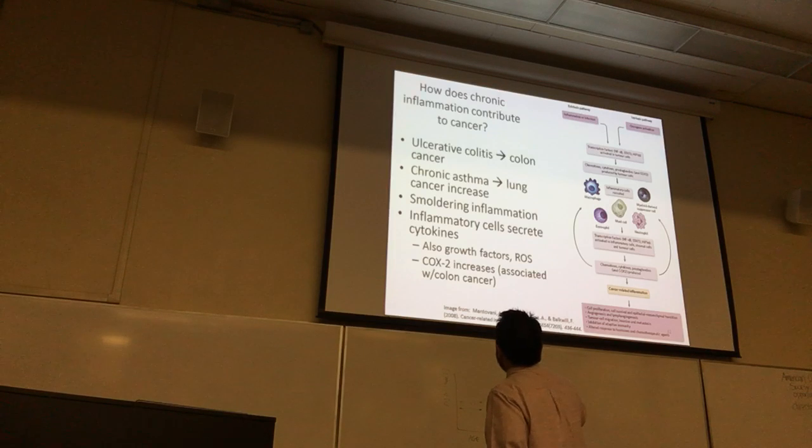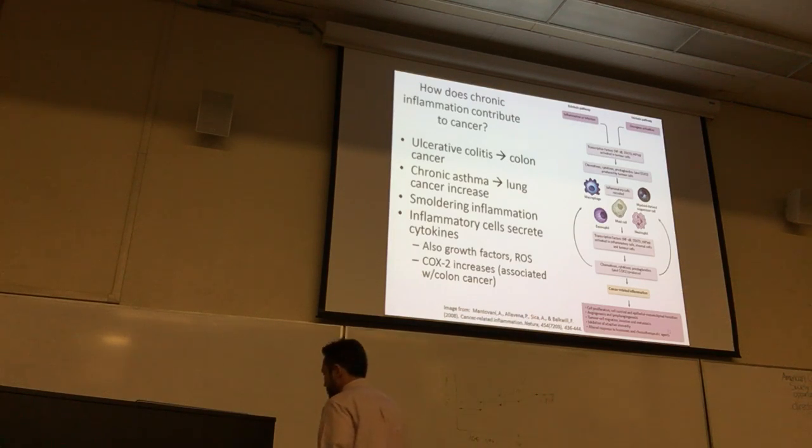So, chronic inflammation, disease states that can stimulate cancer, things like ulcerative colitis can lead to colon cancer, chronic asthma that's untreated. So this is not a patient that says, oh, I've been an asthmatic since I was a kid. Chronic untreated asthma, where you're symptomatic all the time. This can actually increase the risk of lung cancer. Any smoldering inflammation that takes place throughout the body.